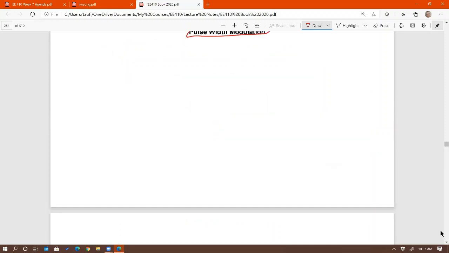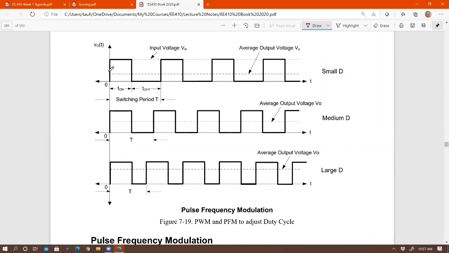Whereas if you do the other way, you are keeping T on, but then you are changing T. You can see the T changes from here to here to here. You can see T becoming smaller. When T becomes smaller, that means switching frequency gets higher. Then you're also adjusting duty cycle from small to large, the same effect. Right? This method is called pulse frequency modulation.